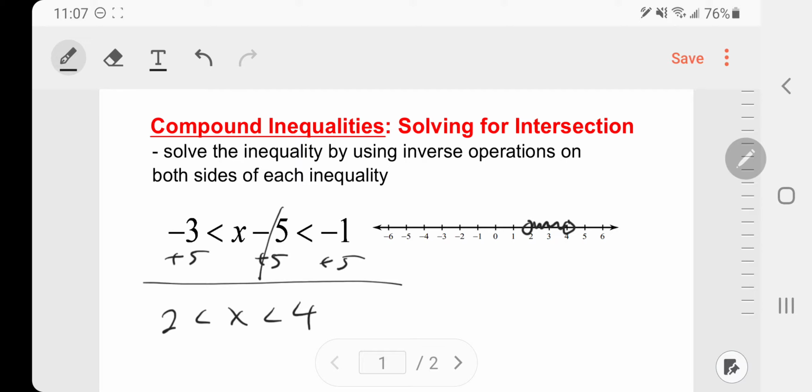You could also write this using the interval notation. Okay, it would look something like that, where you'd have 2 and 4. Okay, both regular parentheses because they're open circles.